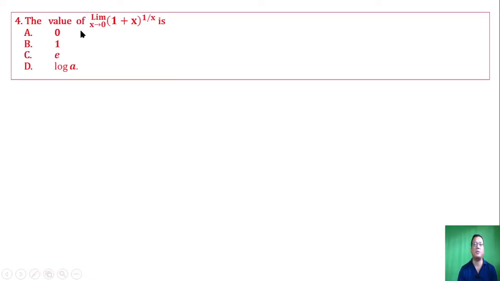The value of the limit of 1 plus x whole to the power 1 by x when x tends to 0 is... This is a standard limit. Its value, the limit of 1 plus x whole to the power 1 by x as x tends to 0, is always e. And the correct answer is C.